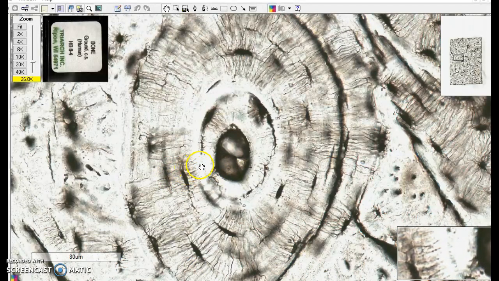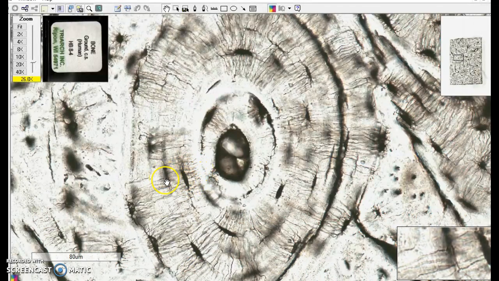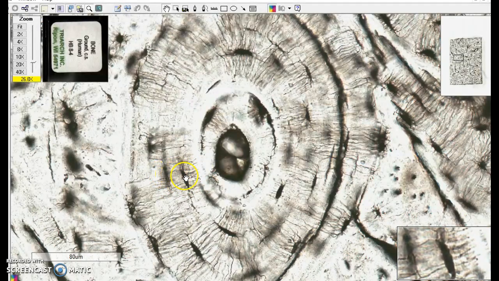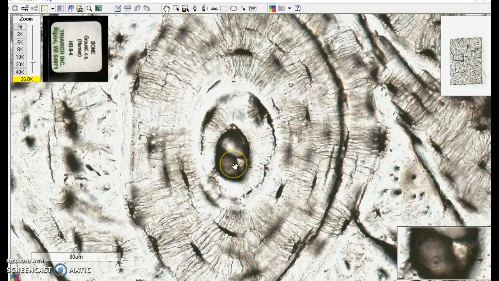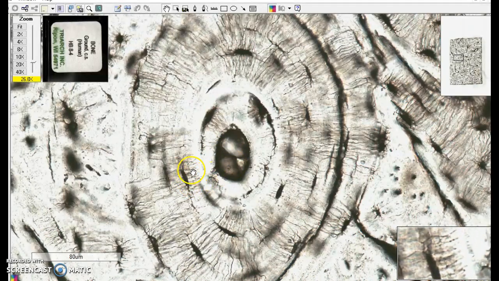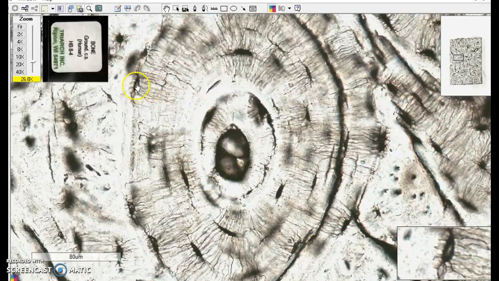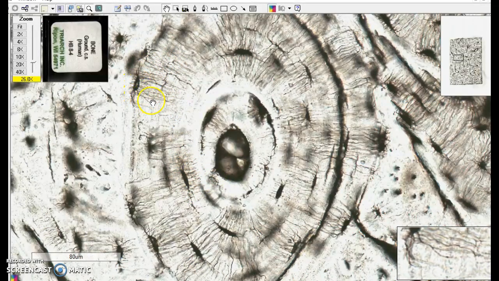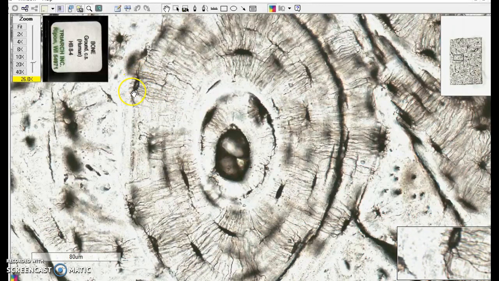into little canals called canaliculi, and that allows an osteocyte in this layer to talk to an osteocyte in this layer, who can talk to an osteocyte in here, or maybe even directly to the central canal. And so these are canaliculi. They always look like little onion roots to me, and they're associated with a lacuna.